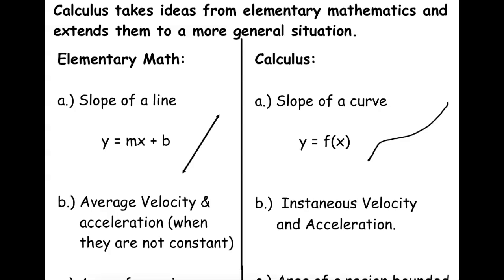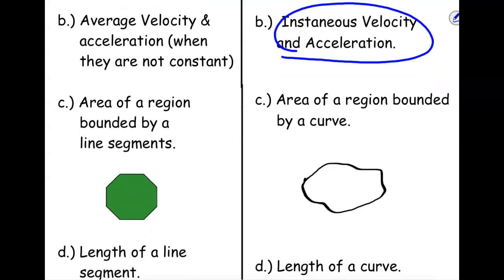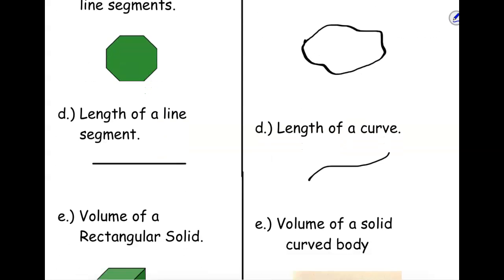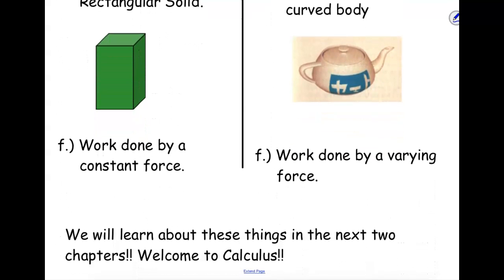All right, so what's going to be looking different than what you might have experienced in prior courses of Algebra 1, Algebra 2, is calculus is going to focus on slopes of curves, where in Algebra 2 you would see a straight line. In calculus, you're going to see instantaneous velocity and acceleration. We'll see things like regions bounded by a curve, lengths of curves, and volume, work done by various forces.